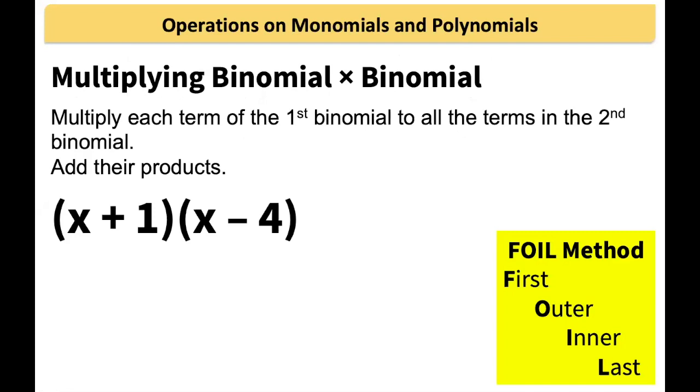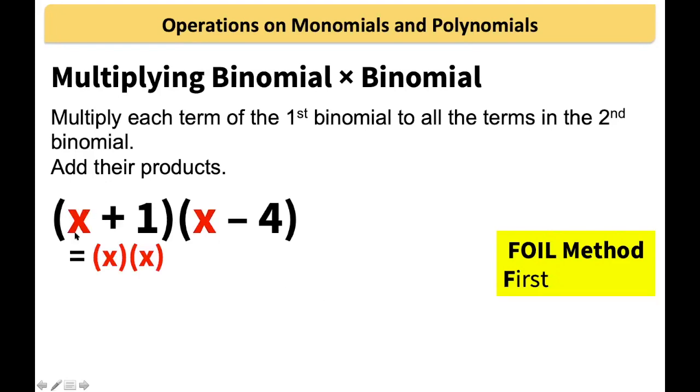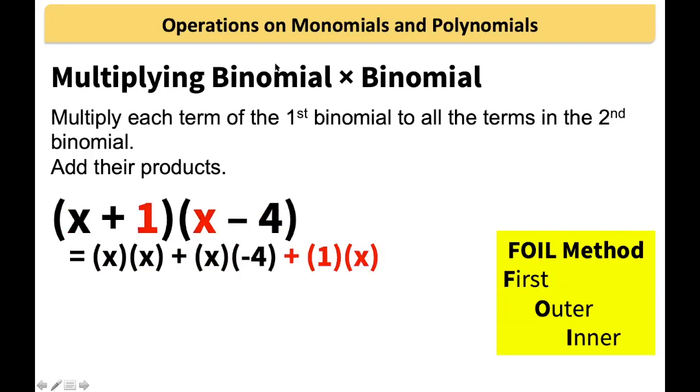So for example, here we have x plus 1 times x minus 4. Usually, para hindi nalilito kung may nakalimutan na terms, we use the FOIL method. Okay, so first, multiply the first terms, which in this case is x times x. And then, yung outer terms, which is yung x and negative 4. And then next would be to multiply yung inner terms, itong 1 and x. And lastly, ang ating last terms, which is itong 1 and negative 4.